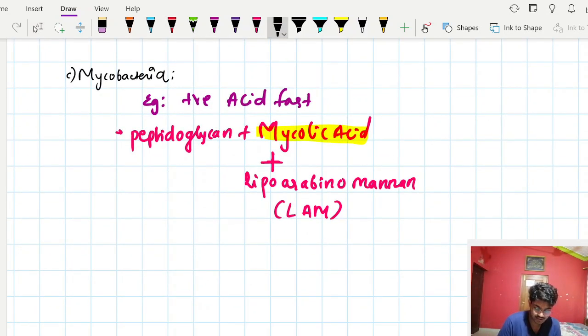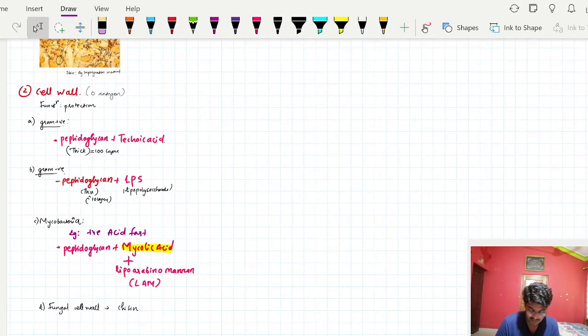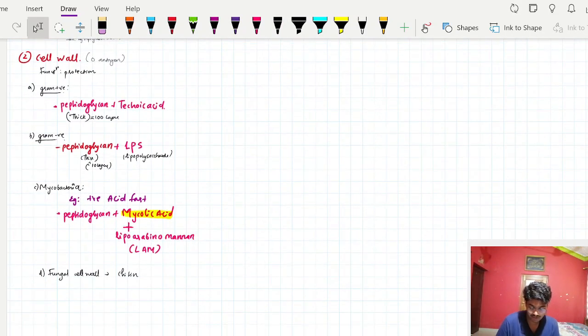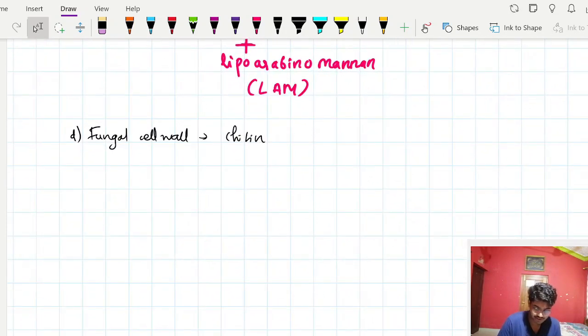Then lastly, we have to talk about the fungal cell wall. We already know the fungal cell wall is made up of chitin. These are the cell wall contents of gram positive, gram negative, mycobacteria and fungal cell walls. Then how to demonstrate?